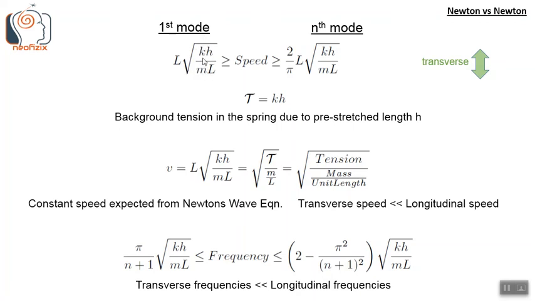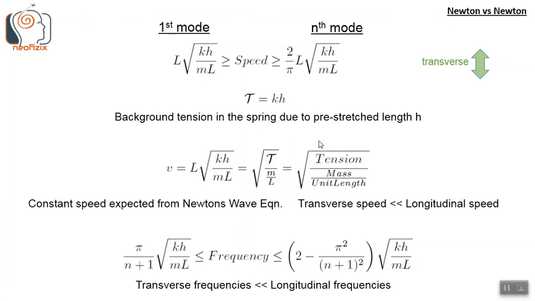Here in the transverse case, it is k by m into h by L. So we can define this term k into h as the background tension in the spring. This tension is due to the pre-stretched length h. So in the Newton's wave equation, we expect the constant velocity given by v equals L into square root of kh by mL. So this kh can be replaced by tension, and this L goes inside, it becomes T by m by L.